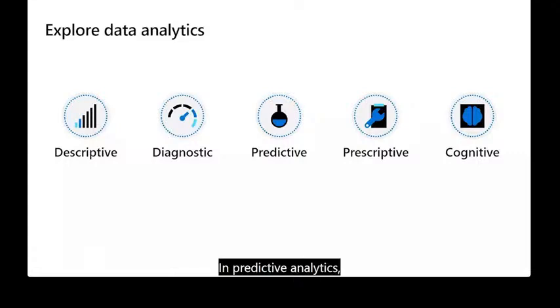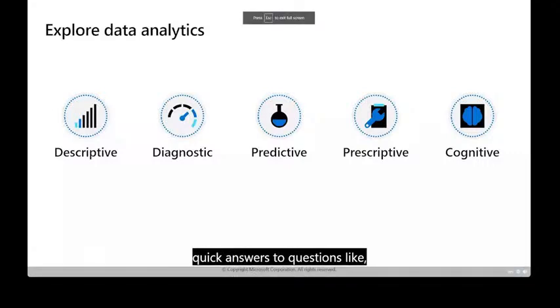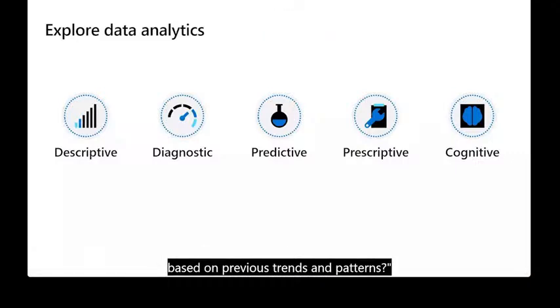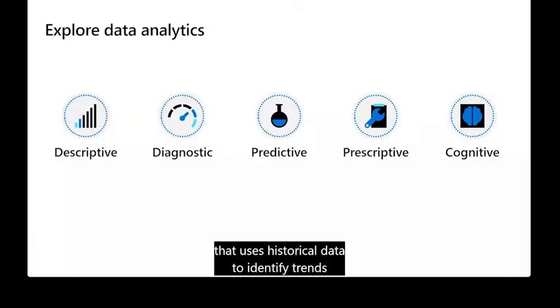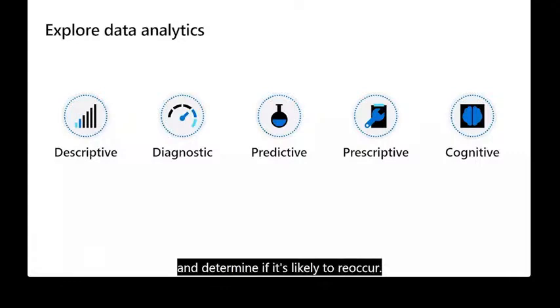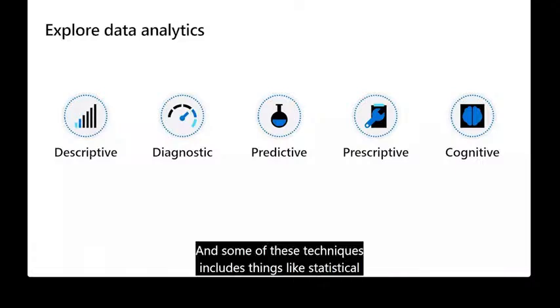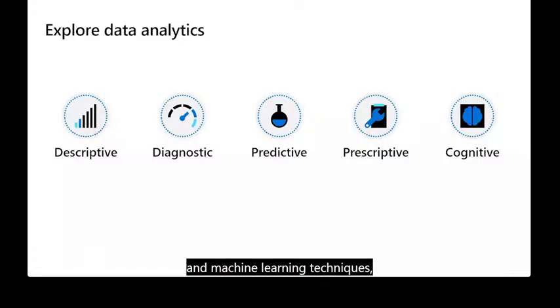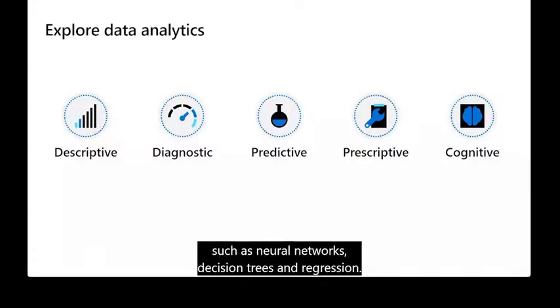Predictive analytics is all about trying to find out answers to questions like what is likely to happen in the future based on previous trends and patterns. So predictive analytics is really used to help answer questions like what will happen in the future. We can use techniques that use historical data to identify trends and determine if they are likely to reoccur. Some of these techniques include statistical and machine learning techniques, such as neural networks, decision trees, and regression.